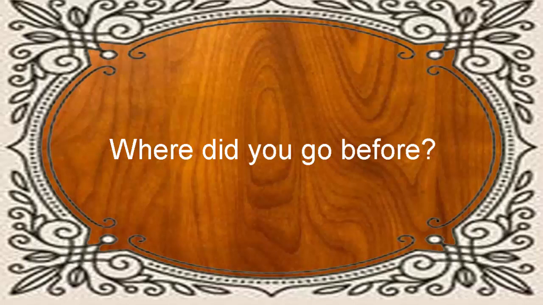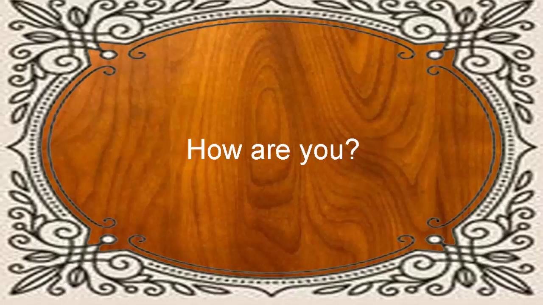Where did you go before? Where did you go before के मानी हैं आप पहले कहाँ गए? आप पहले कहाँ गए? How are you? How are you का मतलब है आप कैसे हैं? आप कैसे हैं?